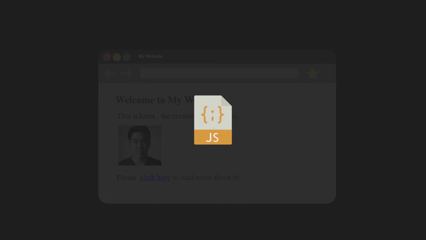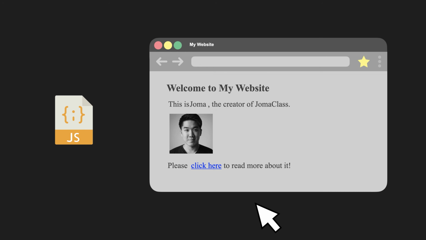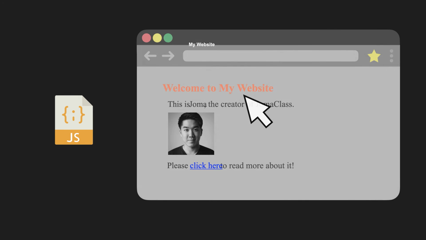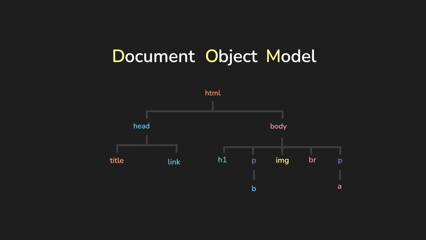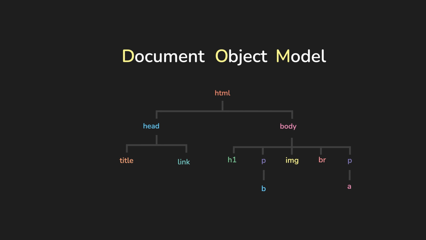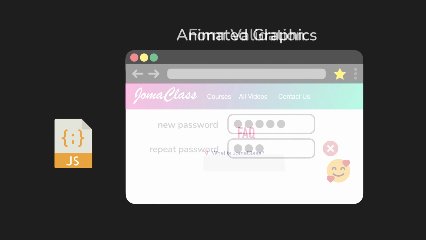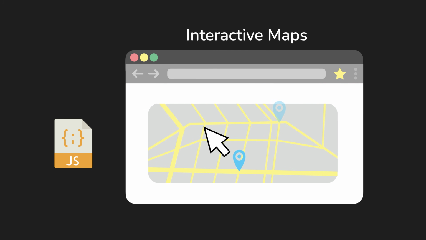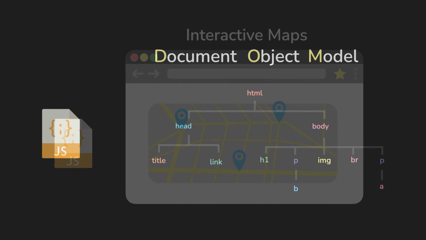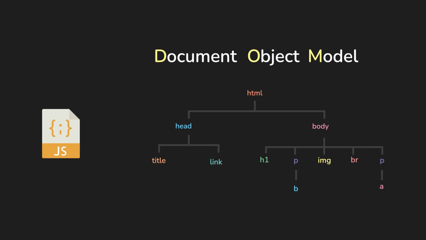But a scripting language such as JavaScript can let us interact with these objects. DOM is like a standard for accessing elements in a document, and we can use JavaScript to manipulate properties of the DOM objects to provide dynamic and interactive user experiences such as form validation, animated graphics, interactive maps, and many more. We will learn about JavaScript in more detail in another video, but let's just have a little peek at it to see how we can interact with the DOM objects.